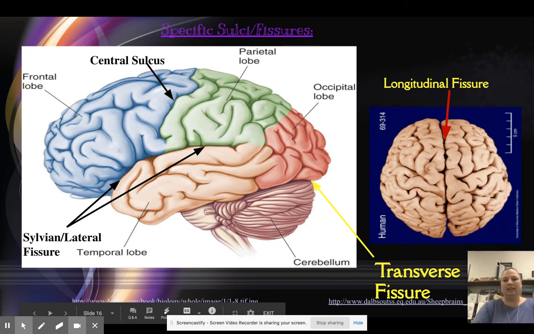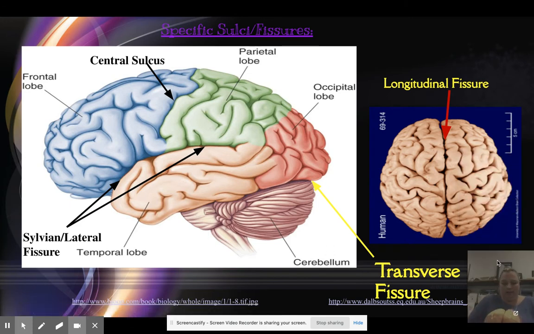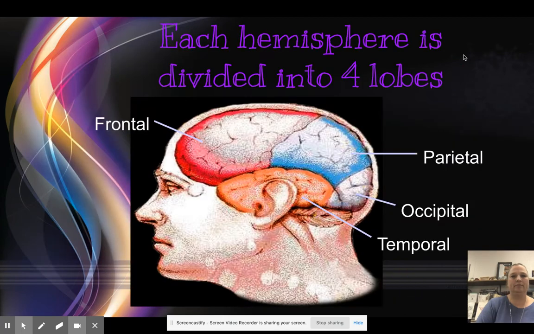And of course, this one that goes down the middle of your brain on the top, if I can get this back out. There you go. This would be your longitudinal fissure that goes down the middle of the two hemispheres. And then, of course, as we just wrote on our diagram, each hemisphere is divided into 4 lobes. We have the frontal, parietal, occipital, and temporal. So we're going to go over those and just make sure you've got your notes down on those.